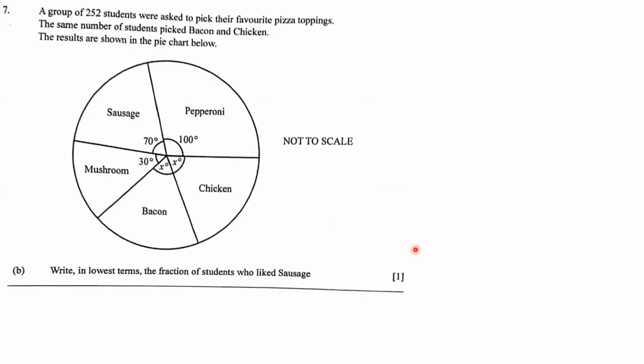It says, write in lowest terms the fraction of students who like sausage. All right, so if we were to write the fraction of students who like sausage, it's going to be 70 degrees divided by 360. So 70 divided by 360. Now, what we need to do is simplify this fraction. We can remove the zeros by dividing both top and bottom by 10.